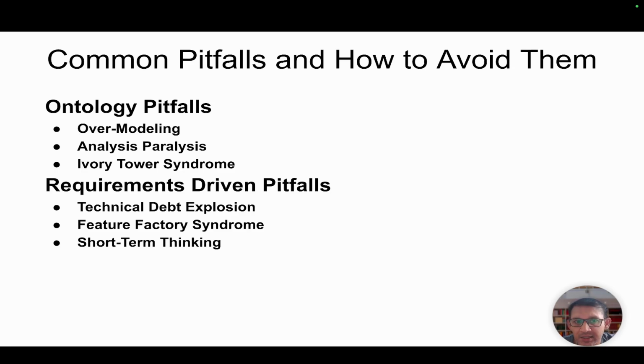Another common problem is analysis paralysis, endless modeling workshops without ever shipping anything. Teams get so caught up in perfecting their domain model that they never deliver value to users. Set strict timelines for modeling activities and require working prototypes early in the process, even if they're not built for the final architecture. The third pitfall is ivory tower syndrome, creating models that look beautiful on whiteboards but don't solve real user problems. This happens when modelers lose touch with actual requirements.